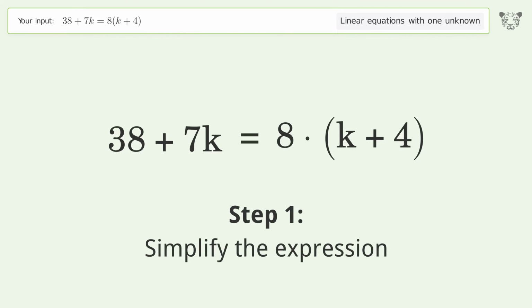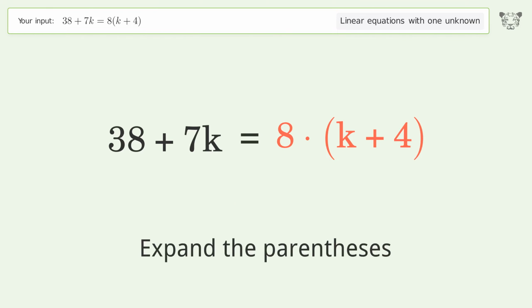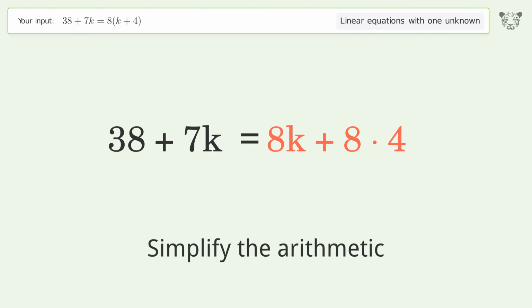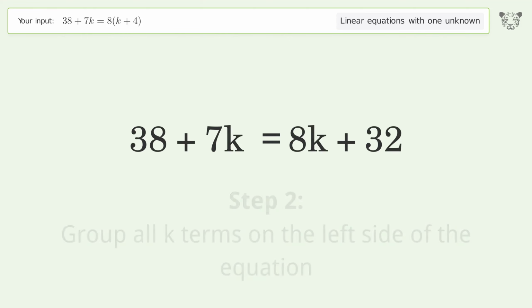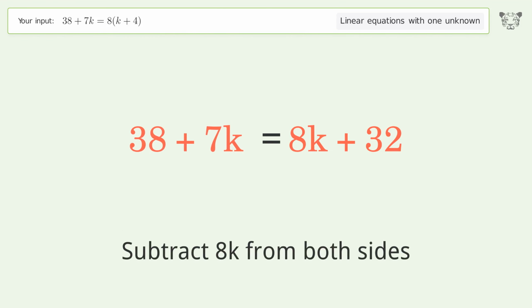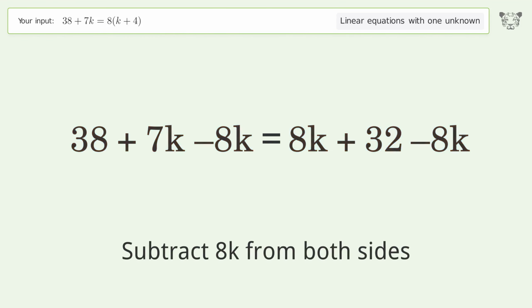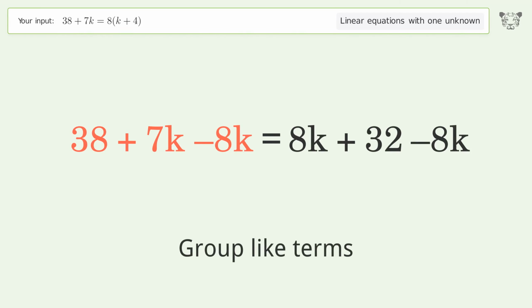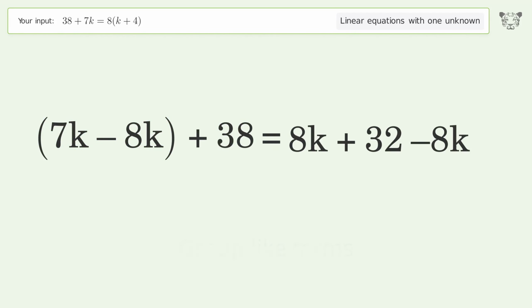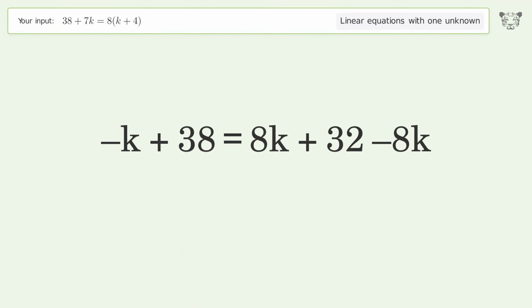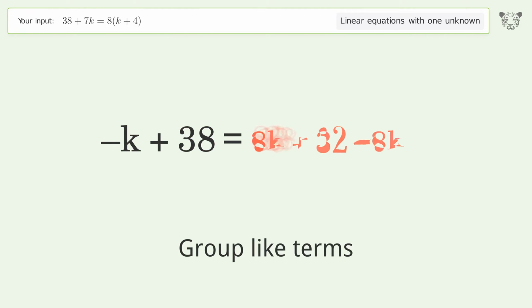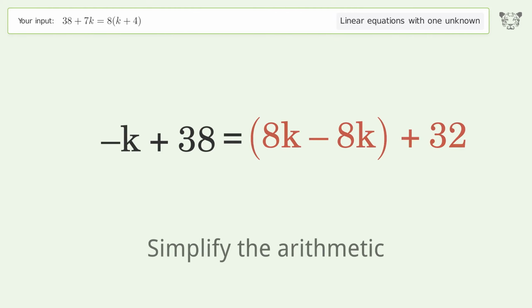Simplify the expression. Expand the parentheses. Simplify the arithmetic. Group all k terms on the left side of the equation. Subtract 8k from both sides. Group like terms. Simplify the arithmetic. Group like terms. Simplify the arithmetic.